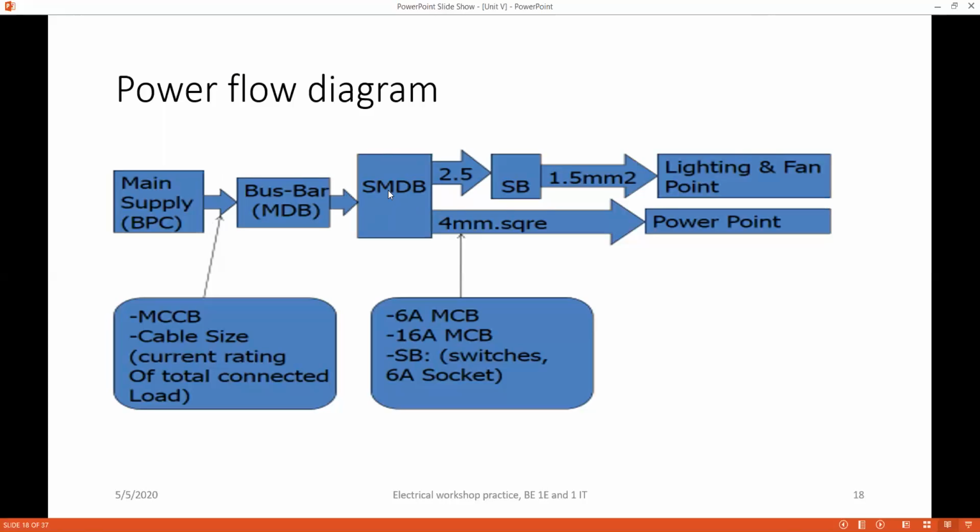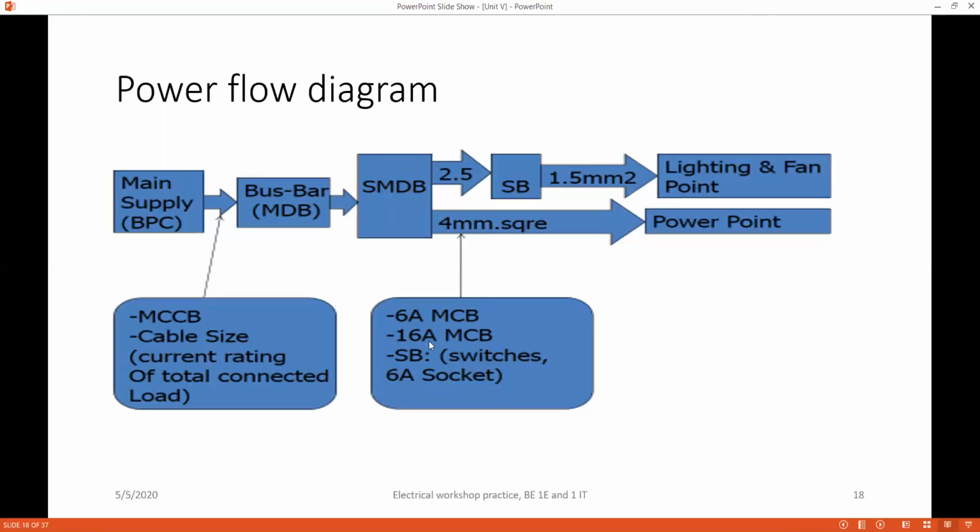And then in the SMDB, we can see the MCB, the miniature circuit breaker. The difference between MCCB and MCB is that MCCB is of higher current carrying capacity, while for the MCB the maximum current carrying capacity will be 100 ampere. For MCCB, it can go into the thousands. For MCB, the commonly used current carrying capacities are 6 ampere and 16 ampere. We can also use 10 ampere as well, depending upon the availability in the market.